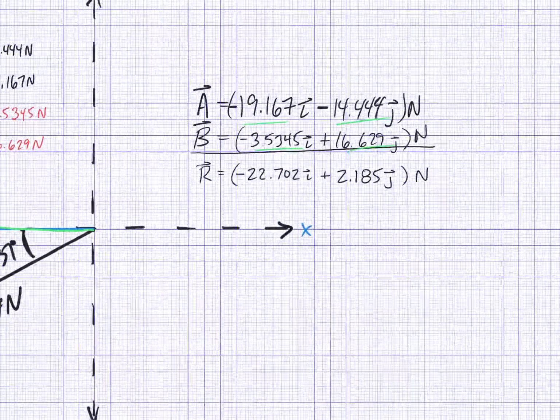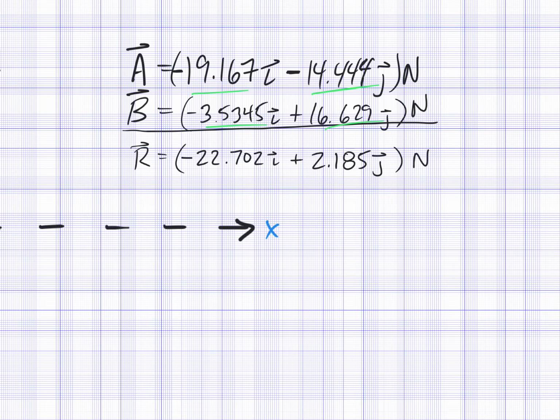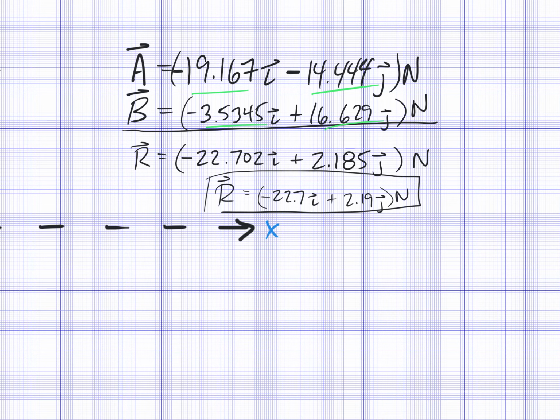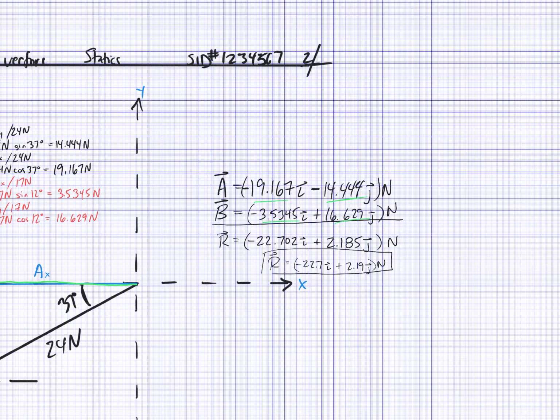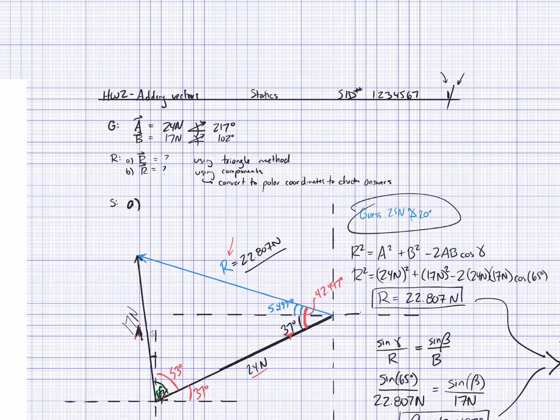So anyway, let's go back to our number. For the number that we're going to report, we'll round this to 3 sig figs. So I'll say R equals negative 22.7 in the I plus 2.19 in the J, and that has units of newtons. Don't ever forget your units. And so that's the B part of this assignment, and we'll go back up to our requireds.